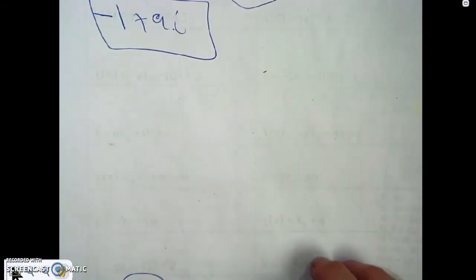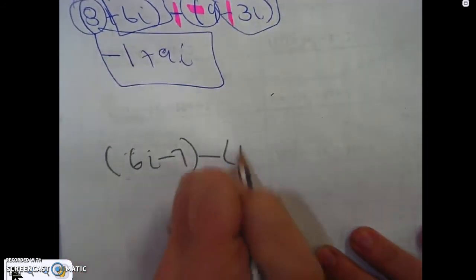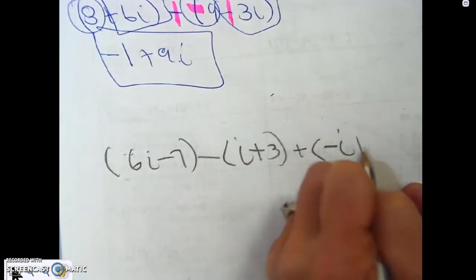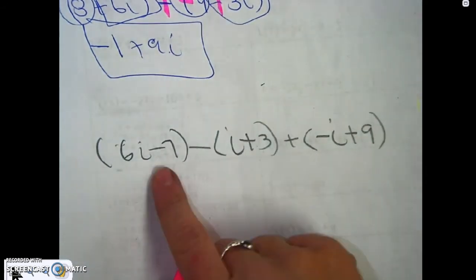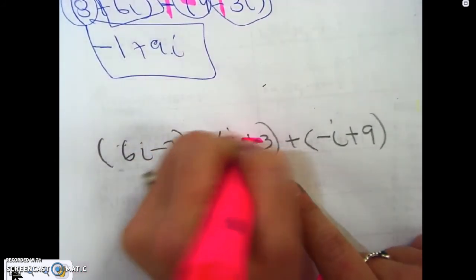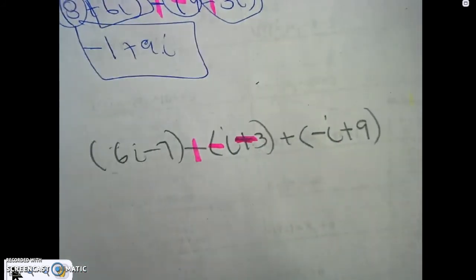I'm going to do one more complex one, and then I think you guys are good. So let's see, 6i minus 7 minus i plus 3 plus negative i plus 9. Okay? So here's the deal. This one's good as it is, but this one, whenever you have a negative, change the signs of everything to the right. But this is a positive, so it's good. It stays where it is.